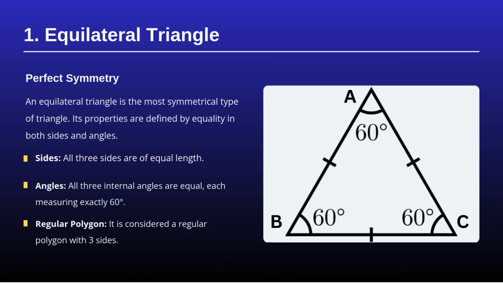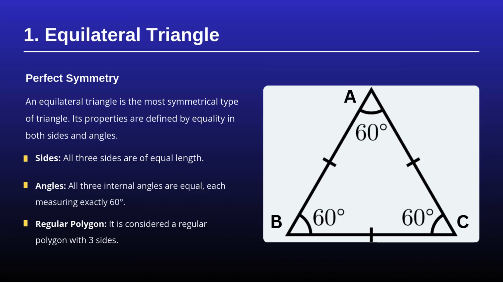Now you can see in the figure, ABC is an equilateral triangle where AB, BC, and CA are equal. See the marks. Equal sides are represented by using identical strike marks on them, right? So that means AB, BC, and CA are equal in length. And obviously, one of the most important properties of an equilateral triangle is that all the angles are equal. As all the sides are equal, all the angles are equal, and all the angles measure exactly 60 degrees. So it is considered a regular polygon with three sides. So this is the first one.